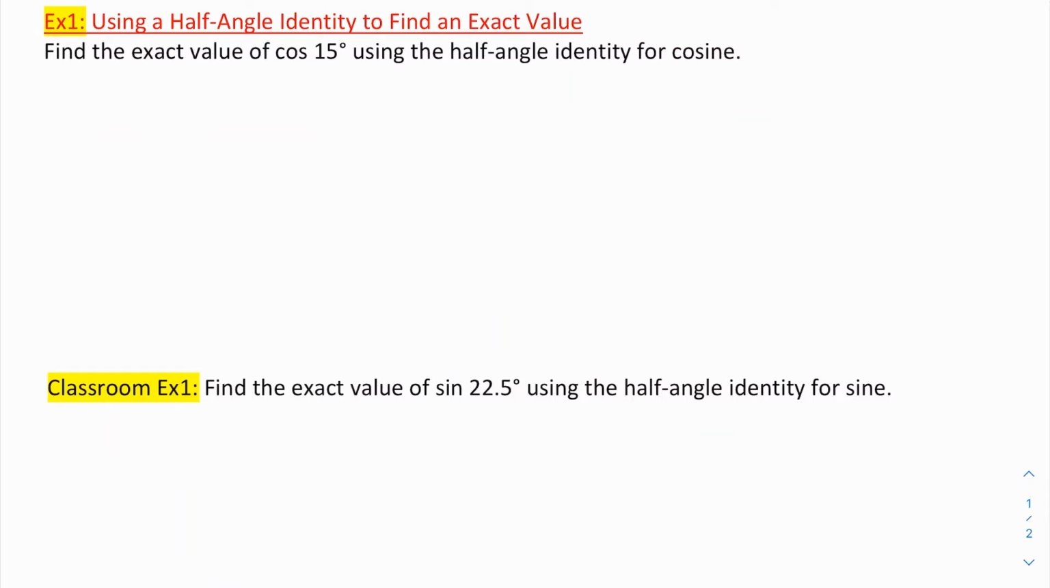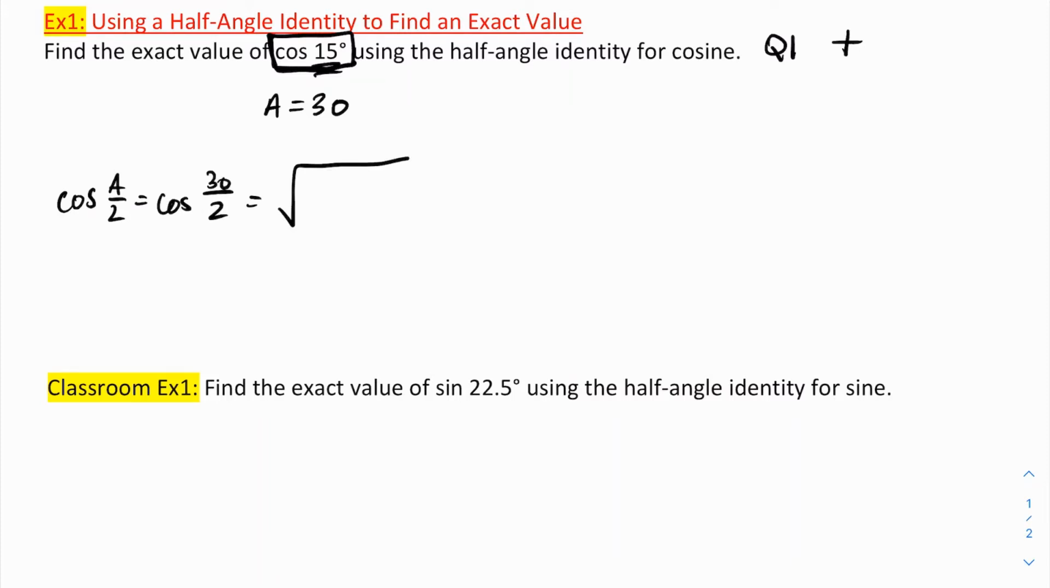All right, so when you want to know what A is, you're just going to double that number, okay? So A is equal to 30. So we already know from the very beginning that cosine of 15 is in quadrant 1, so it will be positive. So cosine of A over 2 would equal cosine of 30 over 2, which is equal to the square root of 1 plus cosine of 30 over 2. That's going to equal 1 plus radical 3 over 2. And since that's radical 3 over 2, I'm going to go ahead and make this, instead of a 1, a 2 over 2 over 2.